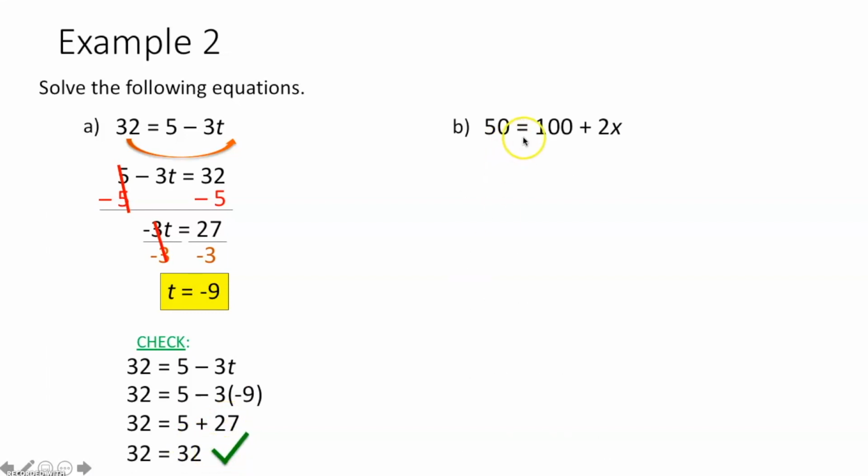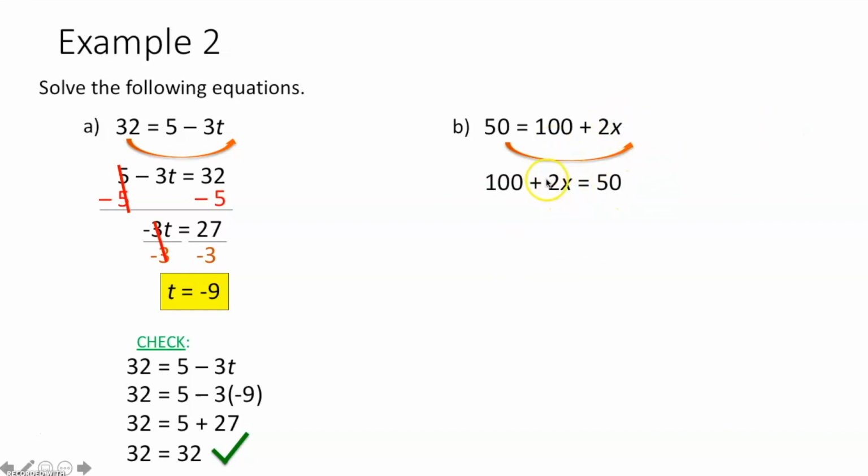Part B, we have 50 is equal to 100 plus 2x. So again, simplify, move, solve. Can we simplify 50? No. Can we simplify 100 plus 2x? No. This has an x, this does not, so we cannot add those together. Next, move the variables to the left. What I recommend, again, is if you have something like this, where our variable is on the right-hand side, just flip the equation. So instead of 50 equals 100 plus 2x, it's going to be 100 plus 2x is equal to 50. It means the exact same thing.